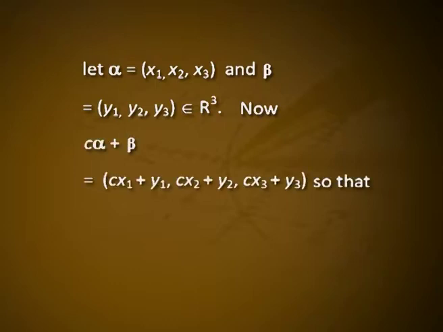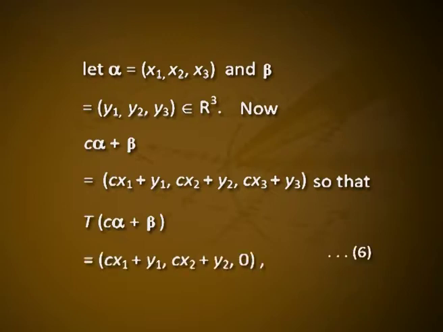Example 6. T from R3 to R3 defined by T of x1, x2, x3 equal to x1, x2, 0 is a linear operator. To verify this, let alpha is equal to x1, x2, x3 and beta is equal to y1, y2, y3 belongs to R3. Now, C into alpha plus beta equal to C x1 plus y1, C x2 plus y2, C x3 plus y3. So that T of C into alpha plus beta is equal to C x1 plus y1, C x2 plus y2, 0. Equation number 6 by the definition of T.